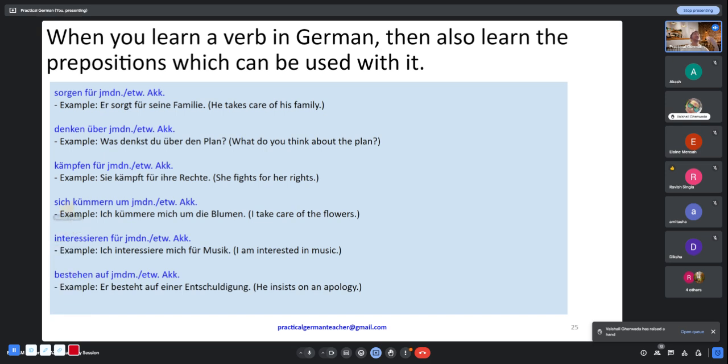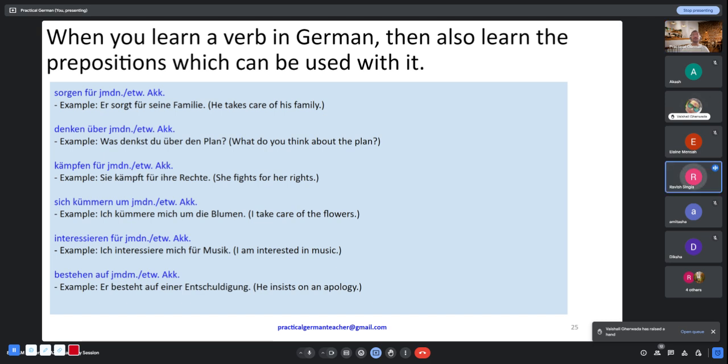Then there is one more scenario, bestehen aus, A-U-S. It means to consist of something. For example, unser Körper besteht aus 70% Wasser, our body consists of 70% water. So bestehen means to pass, bestehen auf means to insist, bestehen aus means to consist of. This is the beauty of the German language: you learn one verb and you can use it in so many different ways. Any questions so far?